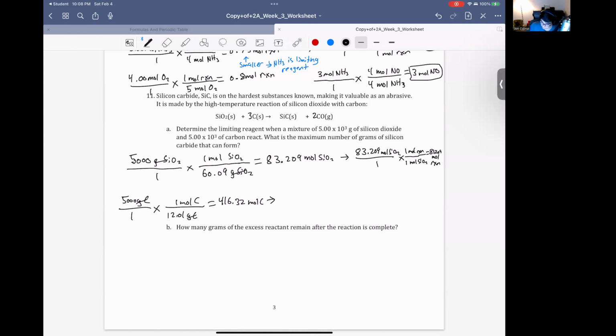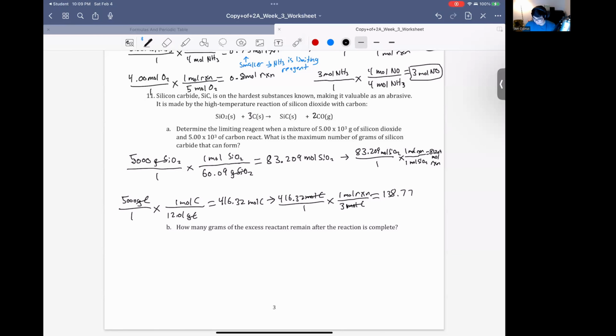So 416.32 moles of carbon. Now, for every 1 mole of reaction, or every time I do a reaction, I need 3 carbons from our balanced equation. Those cancel out. And then let's see what we get. Get 138.77. All right.